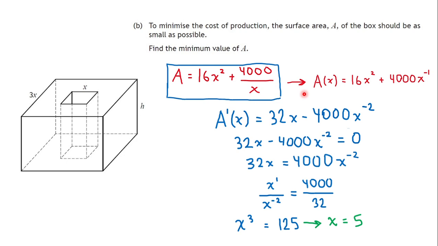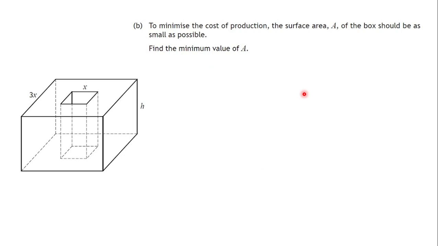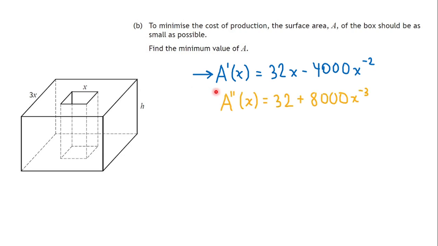But then, how can we tell if this is the maximum or the minimum, since it's not stated? This is where the use of second derivatives comes in handy. So we have the derivative from before, and we find the second derivative, which is the derivative of that. And that is 32 + 8,000x⁻³. Now what do we do next?